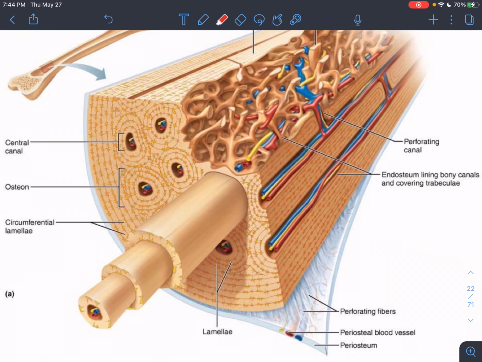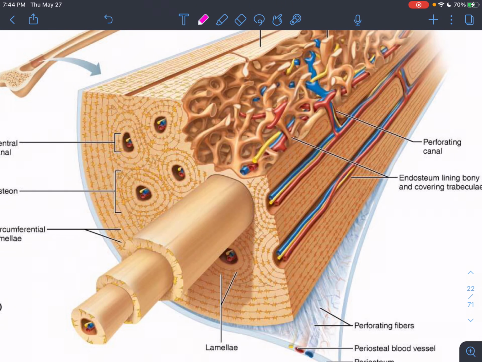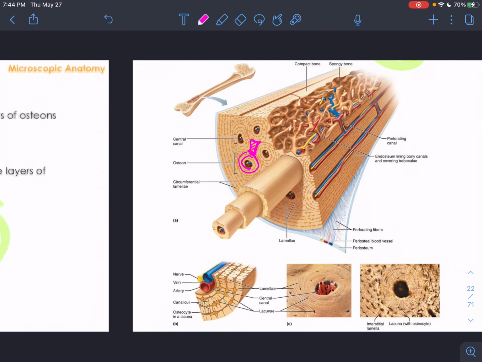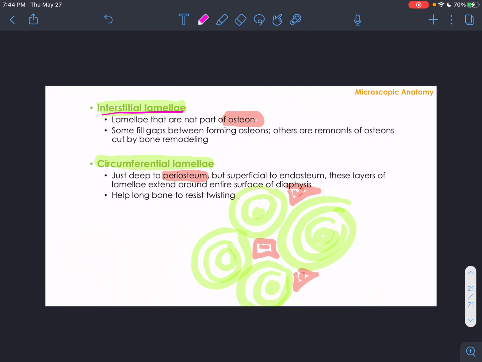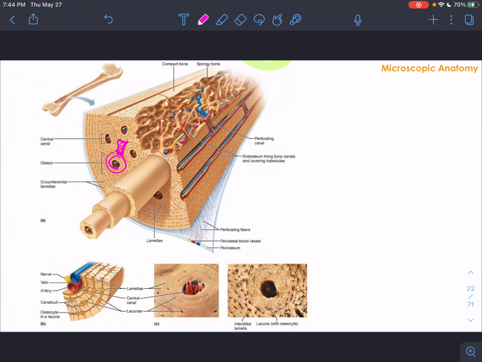So again, we have the lamellae of the osteons themselves, right? This spot in the middle, it's hard to see, those would be these interstitial lamellae that we talked about. Okay, so between the spaces of all the osteons. The circumferential lamellae are lamellae that are going to run all the way around the outside of the bone. So all these are circumferential lamellae. Okay, what else do we talk about?